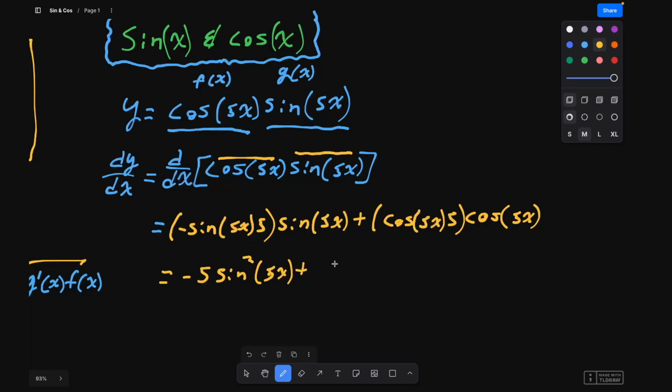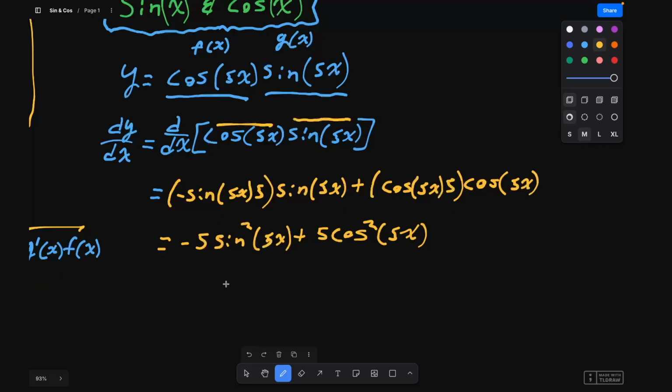We can bring this 5 out front. And we have cosine of 5x times cosine of 5x, so that's cosine squared of 5x. We can do a little bit of fancy algebra and pull out the 5 and have cosine squared 5x minus sine squared 5x.